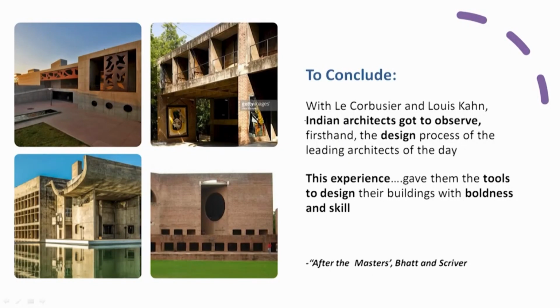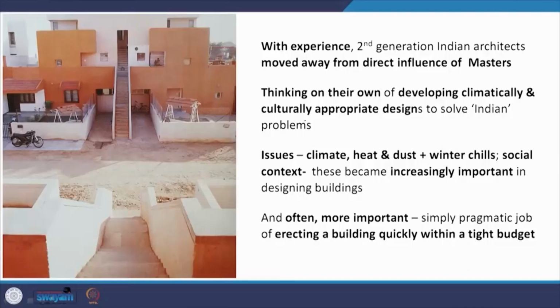With experience, the second generation of Indian architects, earlier we talked about the first generation that had studied in the West and come to India. Now there is a second generation that followed them. They moved away from the direct influence of the masters. Please remember, when we look at the first generation works, for example Habib Rahman and A.P. Kanvinde, we see a direct influence. But as they move forward, the first generation also moves away from a very direct imitation, you find a kind of an indirect impact.